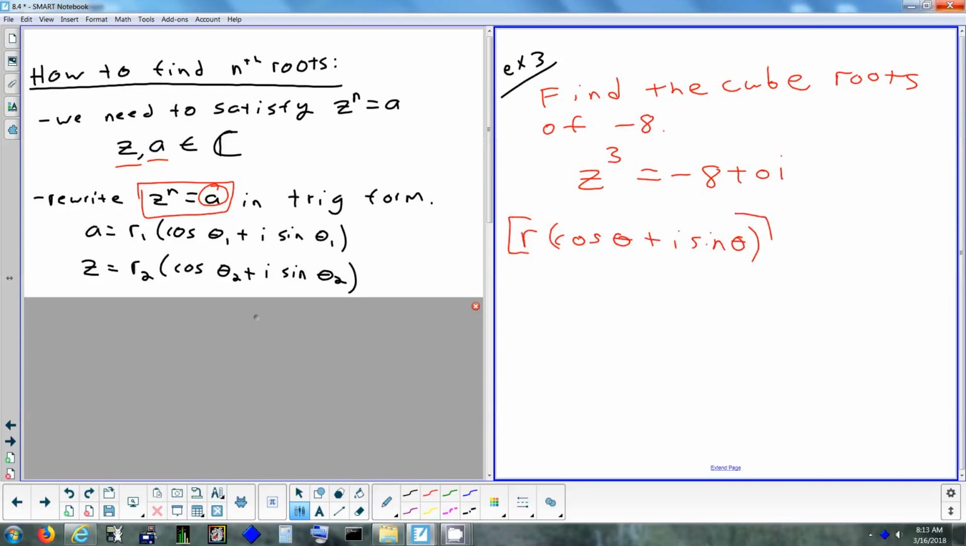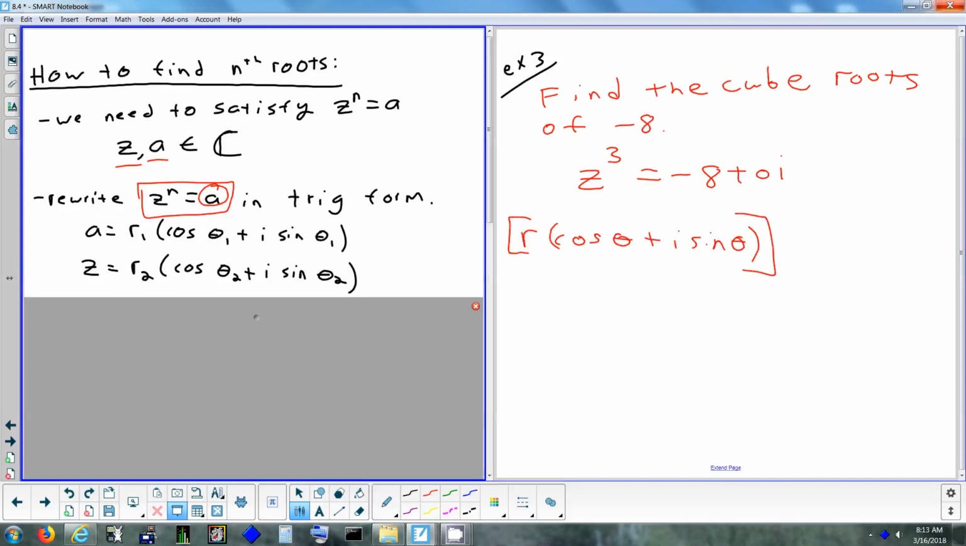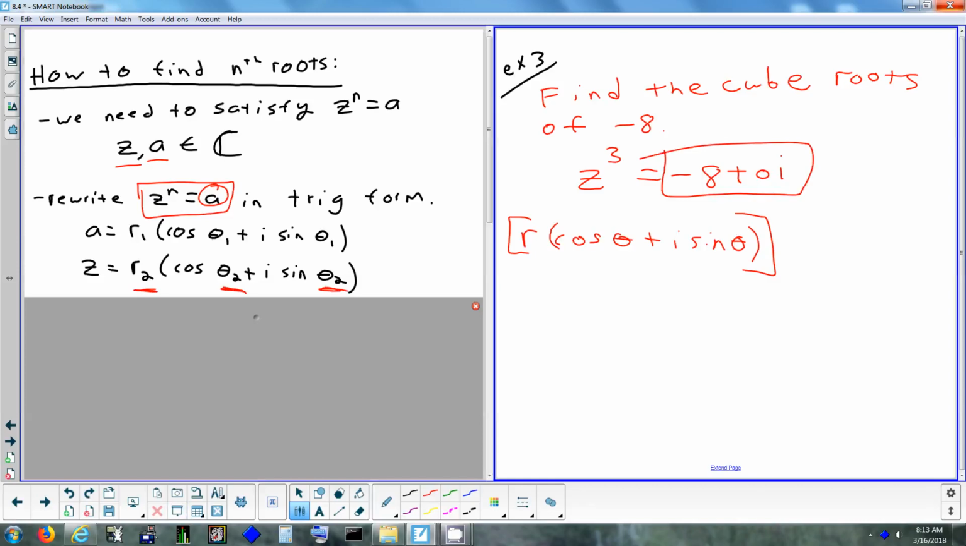You're always going to change z to r cosine theta plus i sine theta. Now on this side, I put r1 and theta 1 only because I have two things that are generic. And this is just kind of the general formula. I don't have any specifics. In this formula, I do have something specific. So the other side is not going to be an r2 and a theta 2. We're going to figure out what r2 and theta 2 are based on that right there. We're going to find the radius if we graph that point, and the angle. But the other side, you always just leave it the way I did.